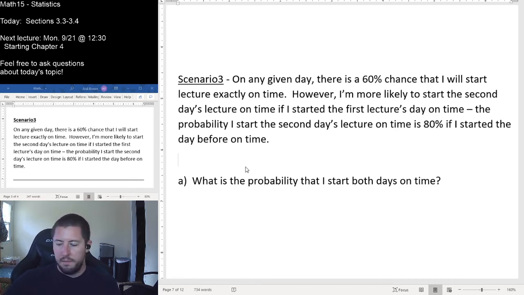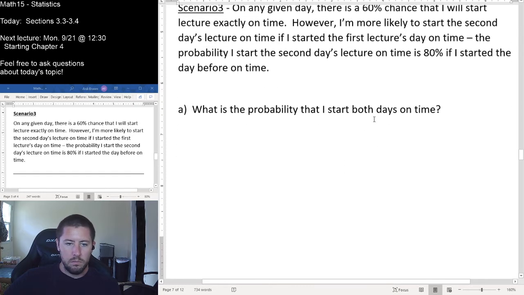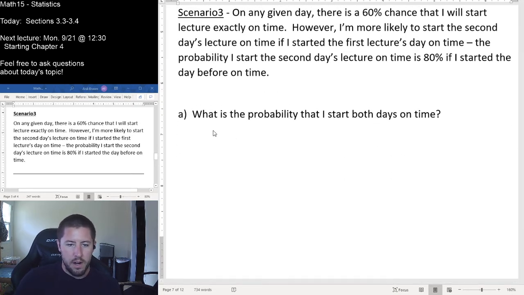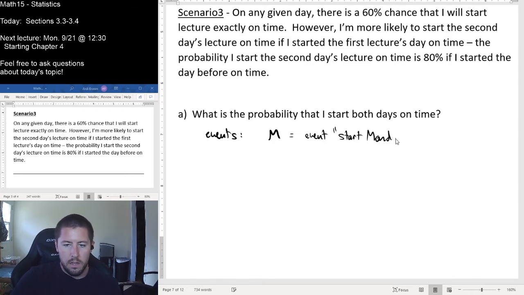Well, I'm going to define some things here. And let's define some events for ourselves. I'm going to define the event M as start Monday on time. And I'm going to define T as the event start Tuesday on time.